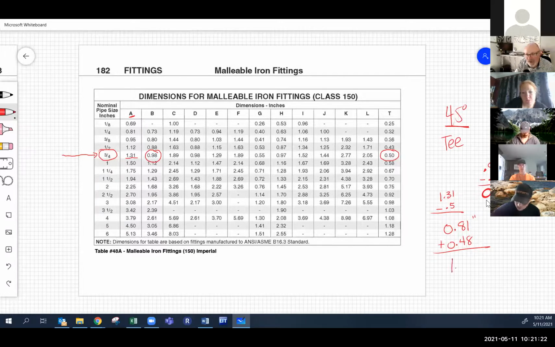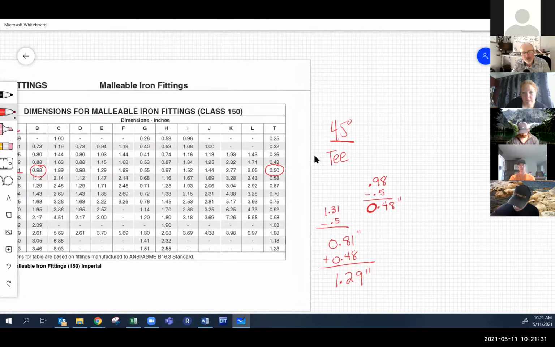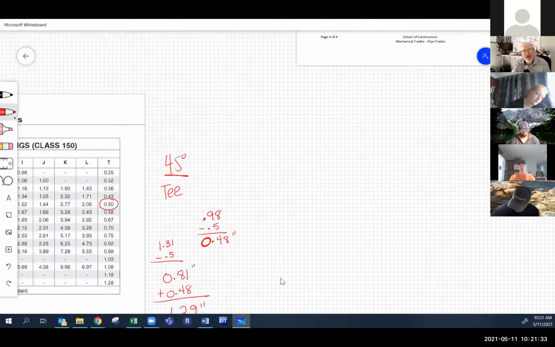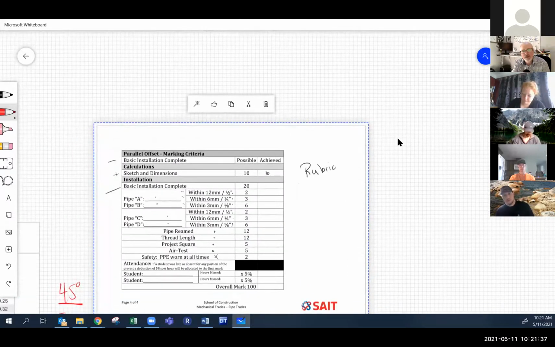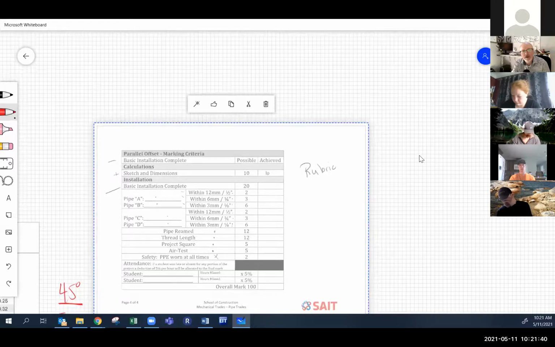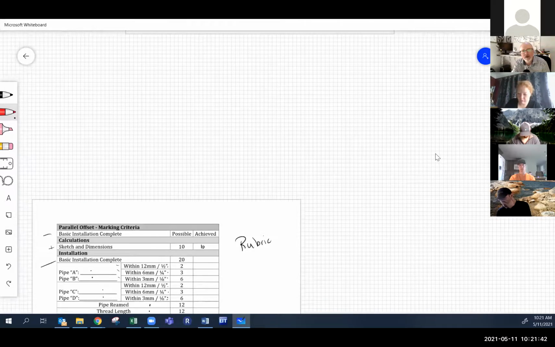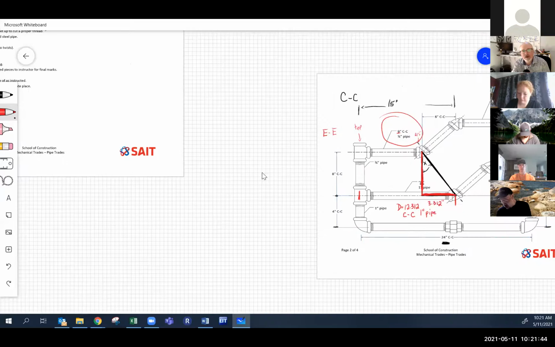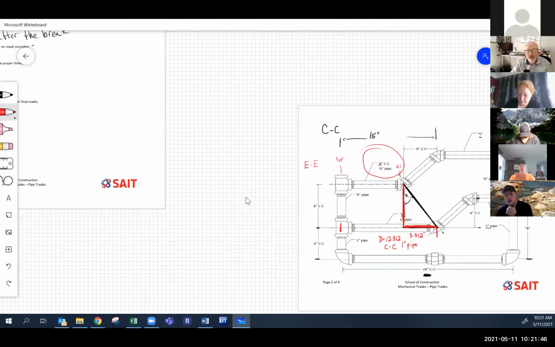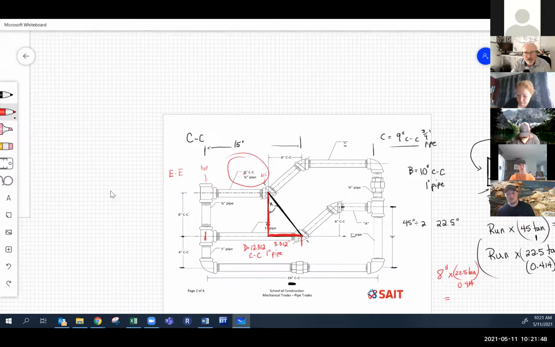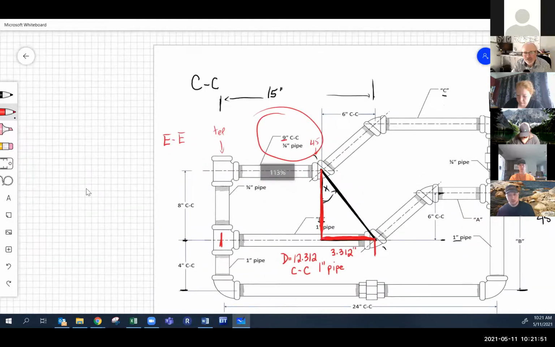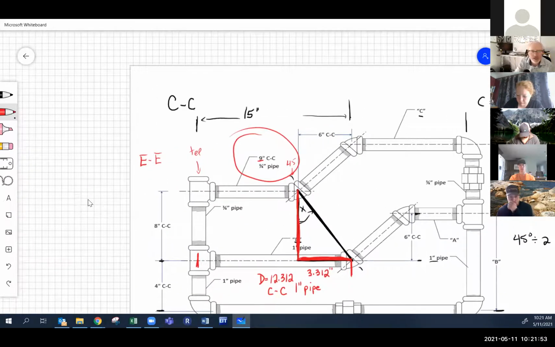And the fitting allowance for those two fittings is 1.29 inches. So I'll go back to my project. Because we're in the table for malleable iron fittings, are we going to be using that for our project too, or are we going to be using the steel dimensions? It's the malleable iron fittings. Those are the steel fittings. That's exactly what we're going to be using.